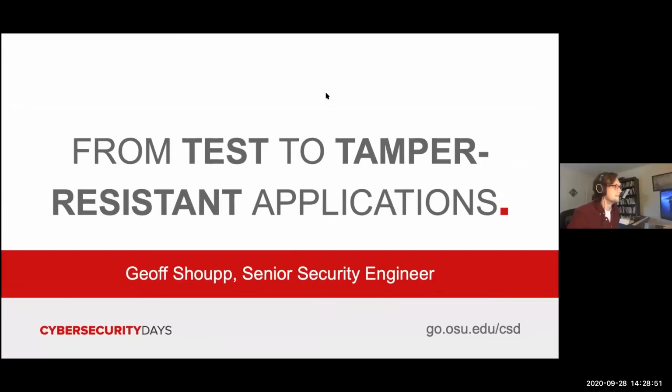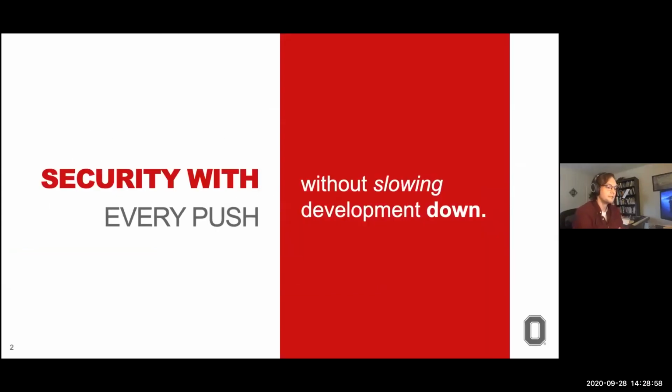I'm Geoff Shoupp. I run the Vulnerability Management program at Ohio State, and I'm going to be talking about moving from test to tamper-resistant applications. So really what we're trying to do is do security with every push without slowing development down. That's really the big key to being able to move fast and be secure.